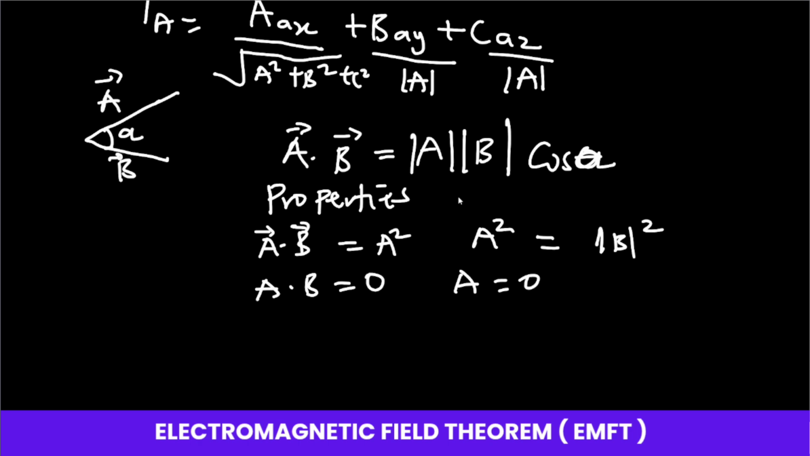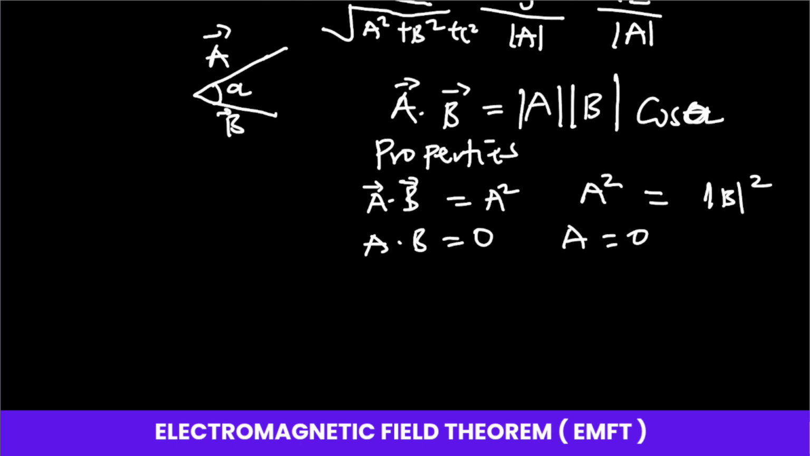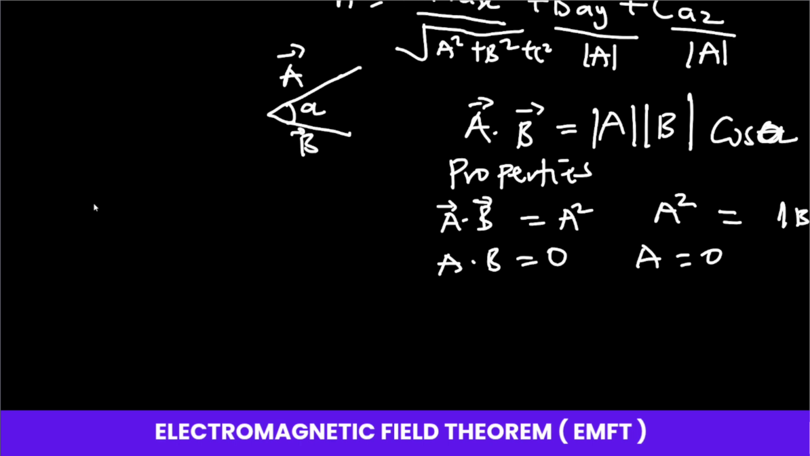Now let me just solve one question under the dot product for you to get the concept very well, before I continue with the properties. Let's say we have vector A, which is given by 2ax plus 3ay plus 4az, and then that of the vector B is given by what?